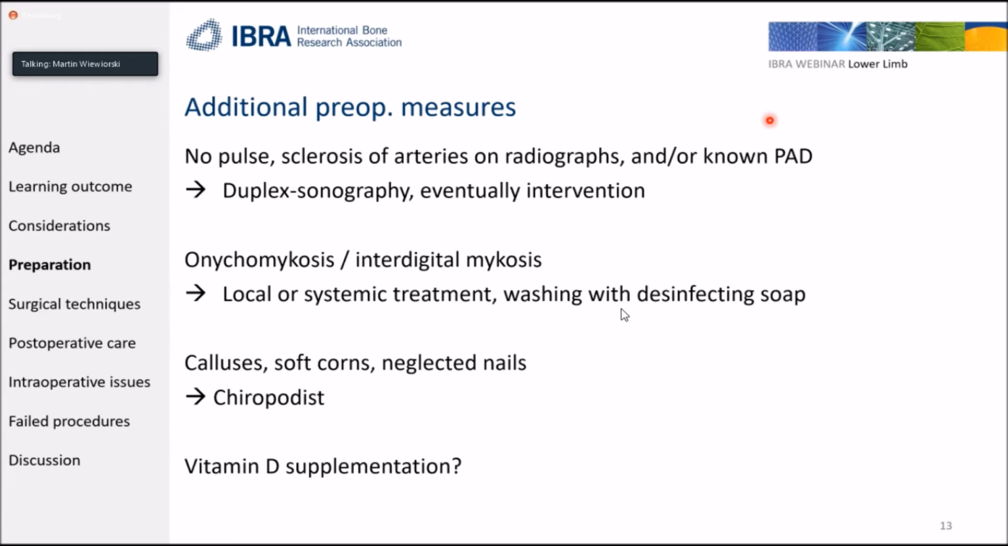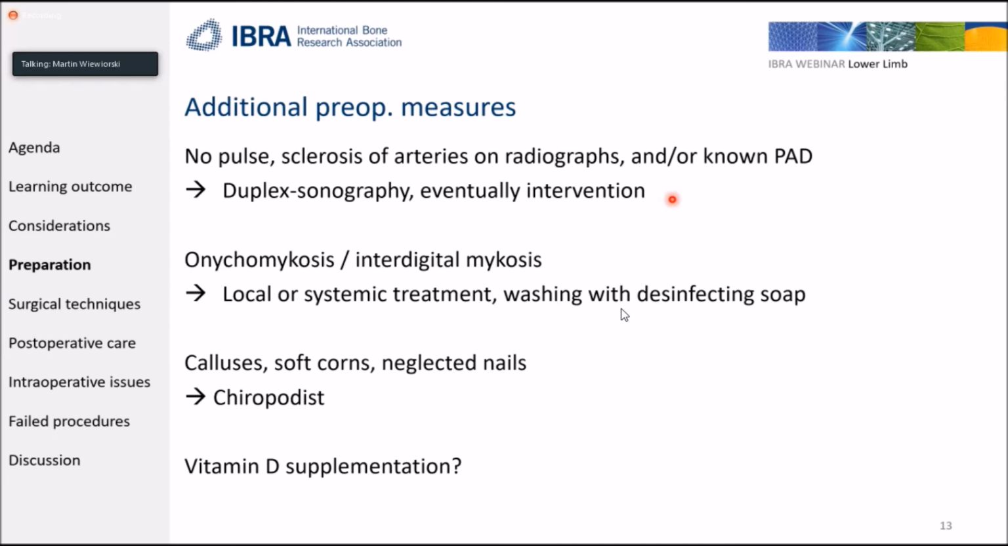If the patient has any kind of onychomycosis or interdigital mycosis, I think you have to treat that. Either you use local treatment, sprays between the toes and on the toenails, or even in some severe cases, systemic treatment for 3 months. And usually those patients also let them wash the week before the surgery once a day with a disinfectant soap. If the patients have severe calluses, soft corns, or maybe neglected nails, you usually have to send them to a chiropodist before the surgery so they can take care of it.